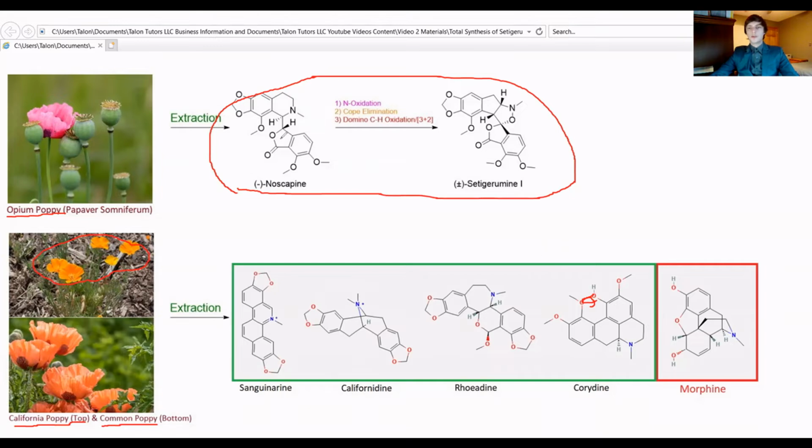publication. So in the publication, they use Noscapine, which is a minor alkaloid isolated from the Papaver somniferum, opium poppy, and they're able to produce this compound that has been isolated only a select few times with a really quick 3-step synthesis. And if we compare the compound Setigerumine I, which they synthesize, we can see it has a similar structure to all these compounds below. So it's very interesting.